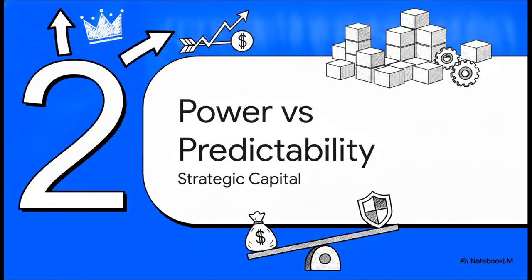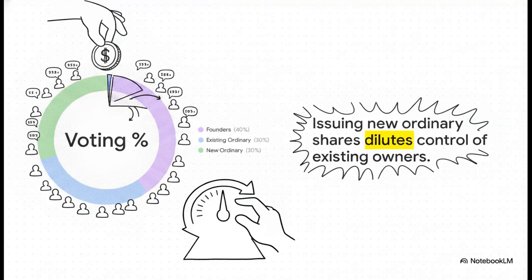Section 2. Power versus predictability. So why on earth would a board of directors ever choose to offer both types of shares in the first place? Well, it really comes down to strategic capital management. It's about balancing the desperate need for cash against the desire to maintain control.